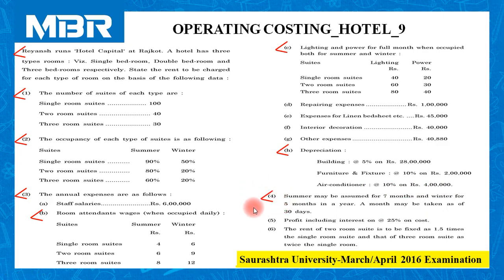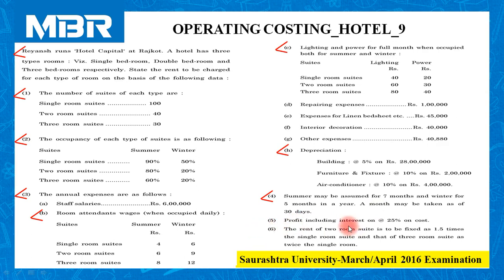In information number 4, it is mentioned that the period of summer is assumed as 7 months. So naturally, the winter is of 5 months. 7 months for summer, 5 months for winter, so total 12 months. A month may be taken as of 30 days. We need to consider 30 days in a month.